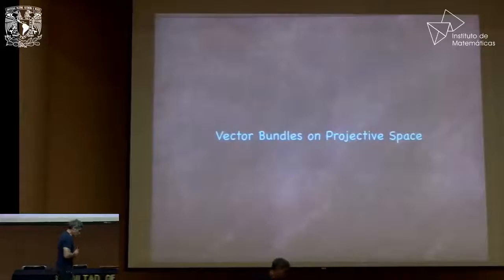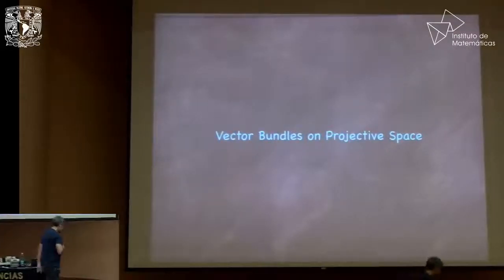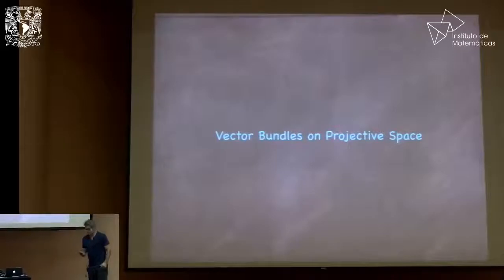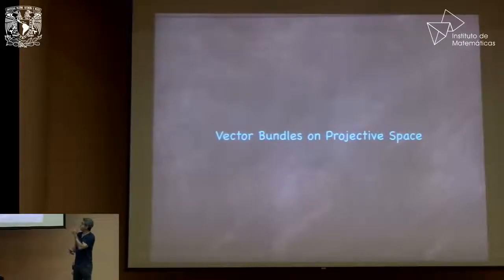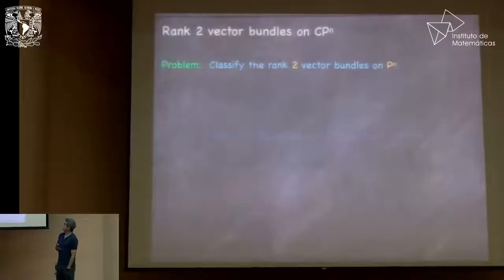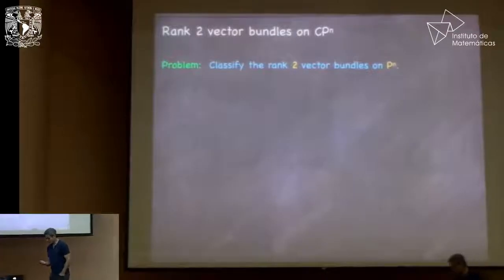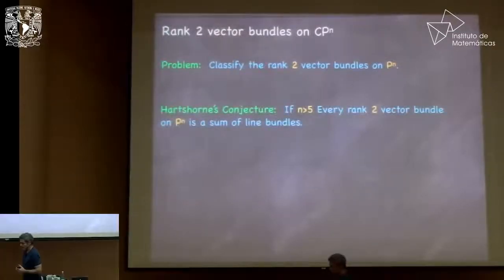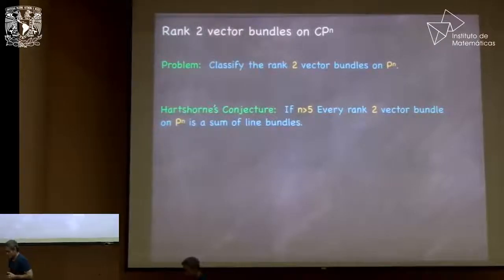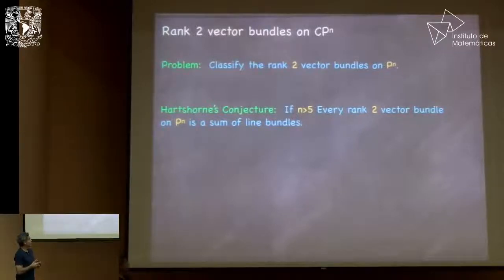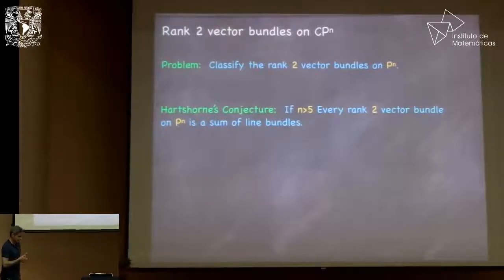Okay, so that's one theorem using these abstract methods that applies to vector bundles on affine varieties. What about vector bundles on projective space? So this is a very famous problem, to classify rank 2 bundles on projective n-space. This problem has a long history, and it gets expressed in a famous conjecture of Hartshorne that says, if n is greater than 5, every rank 2 bundle is a sum of line bundles. So this has an interpretation in terms of codimension 2 subvarieties of projective n-space.